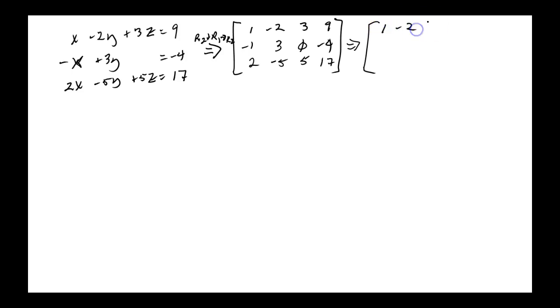1, -2, 3, 9. Okay, what's your new row 2? 0, 1, 3, 5. Okay. Now, you don't need to write the other one down. You didn't use it, you weren't using it. Let's go on and do what we want to do with that one.